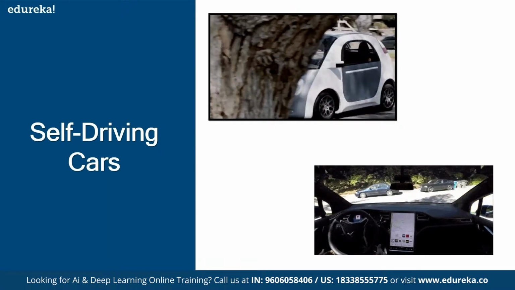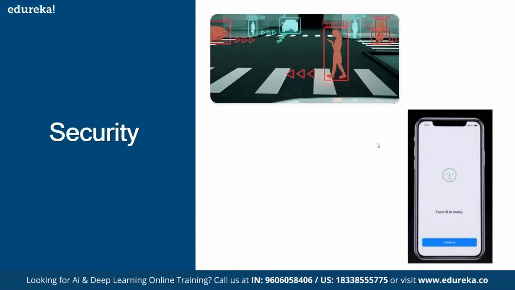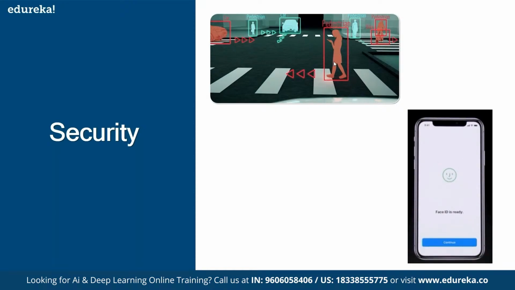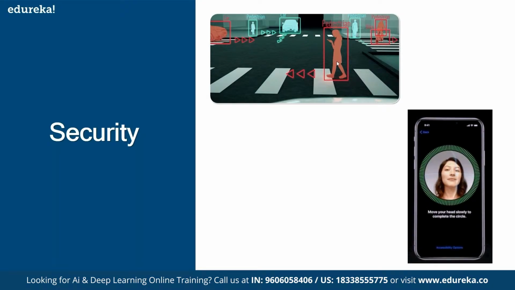Another example is security. We can use this computer vision application to identify whether a person is following the security protocol or not, or whether this person is a valid person or not. All these things are applications of computer vision and object detection, guys.